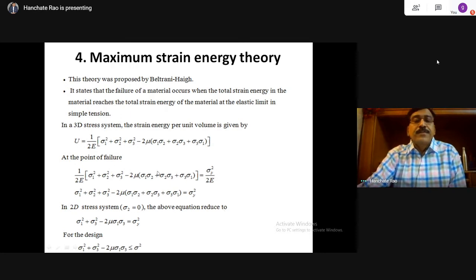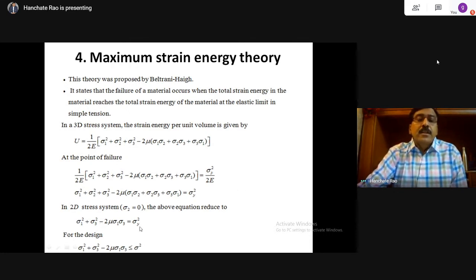This is the governing equation: sigma 1 square plus sigma 2 square plus sigma 3 square minus 2 mu into sigma 1 sigma 2 plus sigma 2 sigma 3 plus sigma 3 sigma 1 must be equal to sigma y square. This is the governing equation for failure to take place in the maximum strain energy theory. If you are considering a two-dimensional stress system, it becomes sigma 1 square plus sigma 3 square minus 2 mu sigma 1 sigma 3 is equal to sigma y square. So put sigma 2 equal to 0.